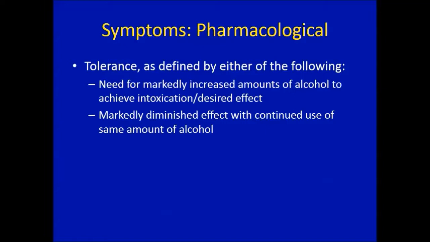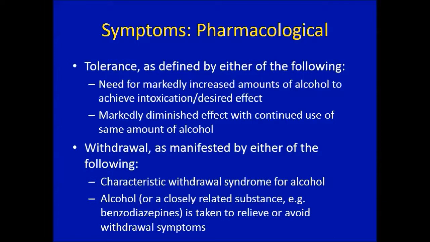The other side of this is that we can see withdrawal, and this can also be manifested in 2 ways. So one would be that when the person abstains from alcohol use, that they experience the characteristic withdrawal syndrome. So some of the characteristic withdrawal symptoms of alcohol use are anxiety and irritability. You can also get physiological symptoms such as agitation, increased blood pressure, increased heart rate. Often you'll get insomnia, sometimes you can get GI distress. So that would be the characteristic withdrawal syndrome for alcohol.